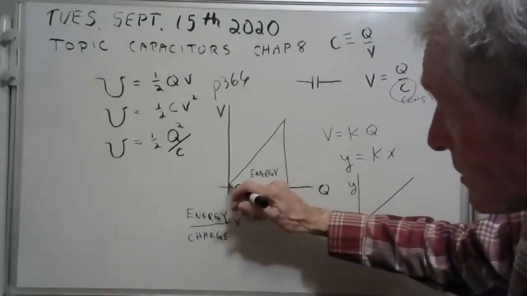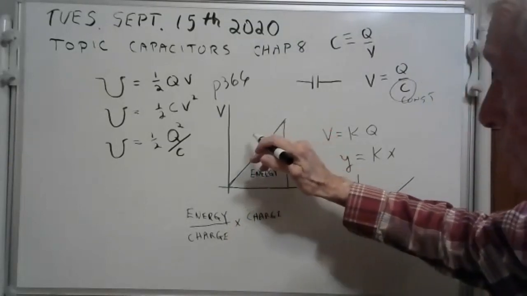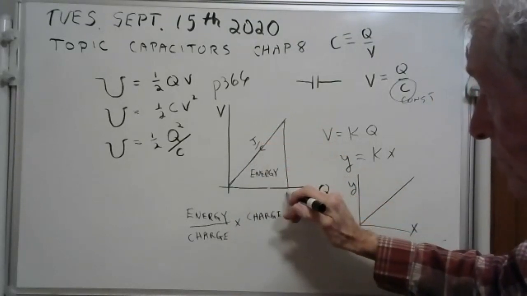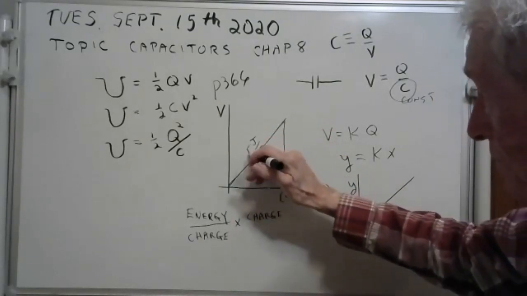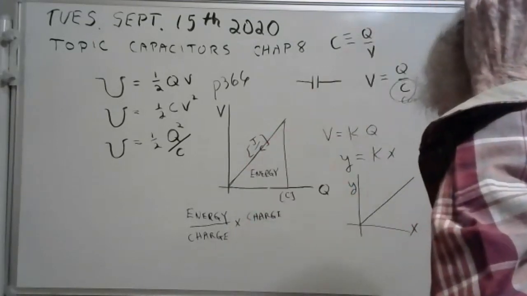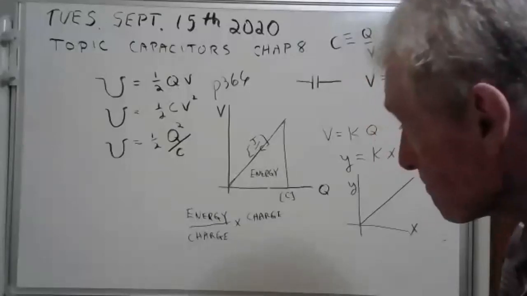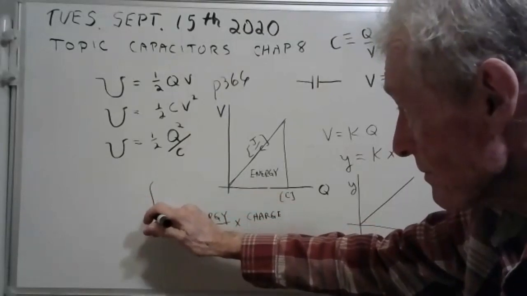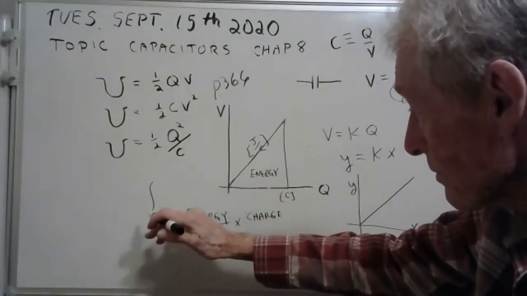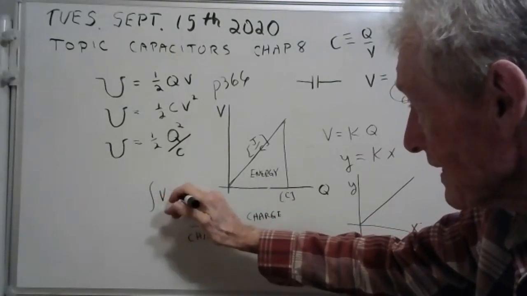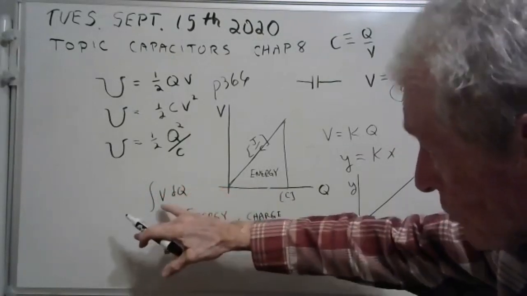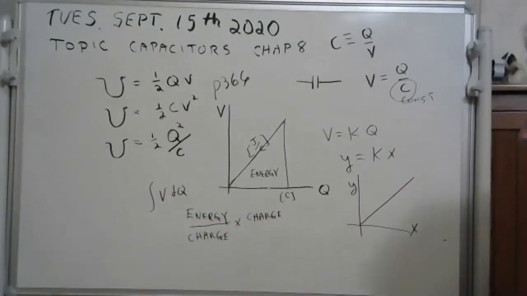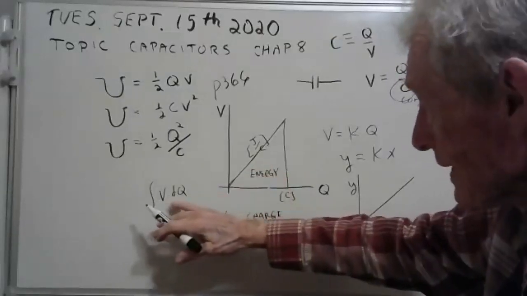See, these values here are joules per coulomb. And these values here are coulombs. And when you multiply joules per coulomb times coulombs, you get joules. And you guys all know the area under that graph. You could write an integral if you wanted to. It's equal to V dq. And you're multiplying joules per coulomb times coulomb. So you get joules. In this case here, you don't need to integrate anything.